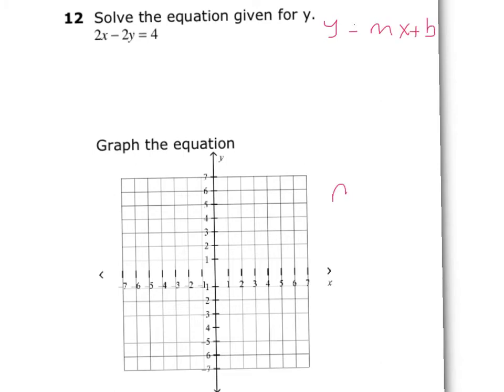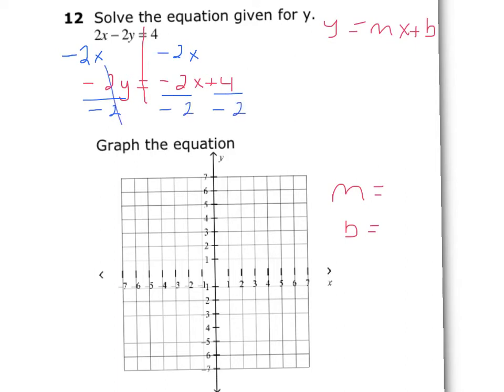Okay, and then we'll find our m and our b so that we can graph. So we will split the sides, and I want to move all of the pieces to the opposite side of the equal sign. So I need to do opposite operations. I will subtract or add a negative 2x to both sides, and I'm left with negative 2y equals negative 2x plus 4. And then our last step would be to divide everything by negative 2.